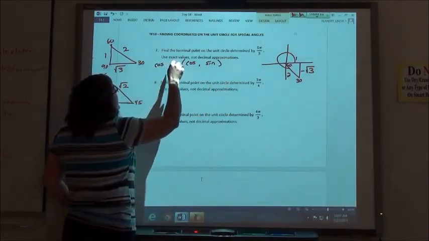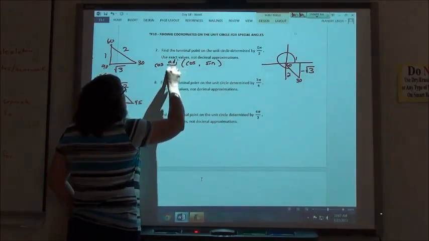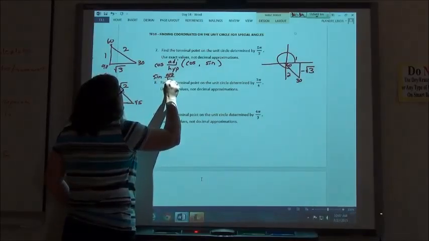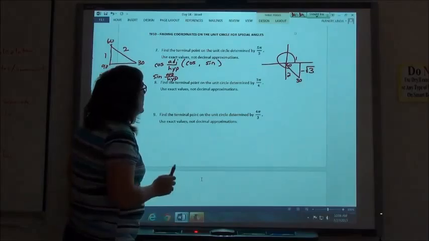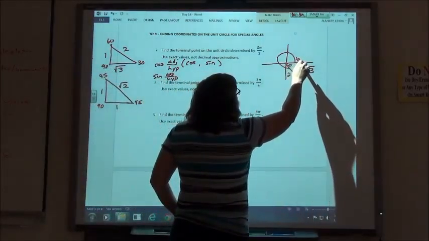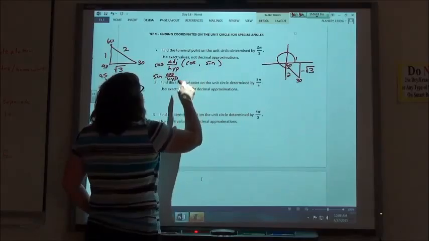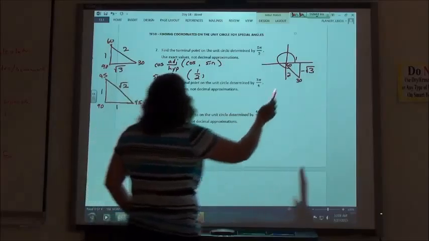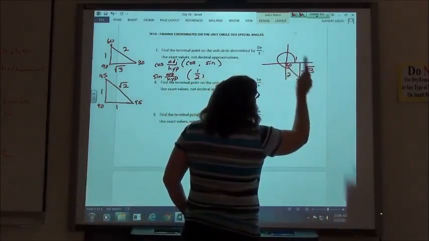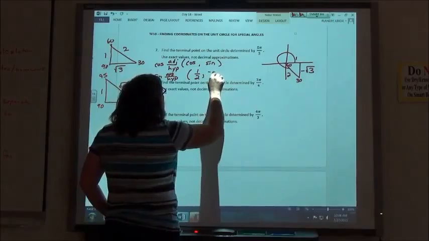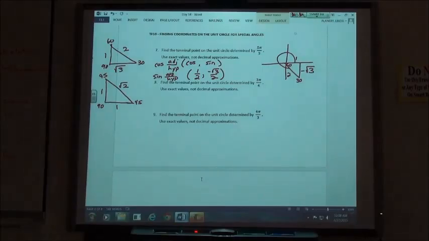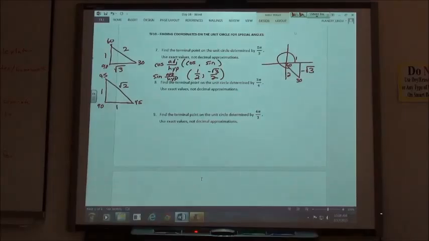Cosine is adjacent over hypotenuse, and the sine is the opposite over the hypotenuse. So when I look at this one, the adjacent is 1, the hypotenuse is 2, so my cosine is going to be 1/2. My opposite is going to be negative square root of 3. My hypotenuse is 2, so negative square root of 3 over 2. And so my terminal point on my unit circle then would be at 1/2 and negative square root of 3 over 2.